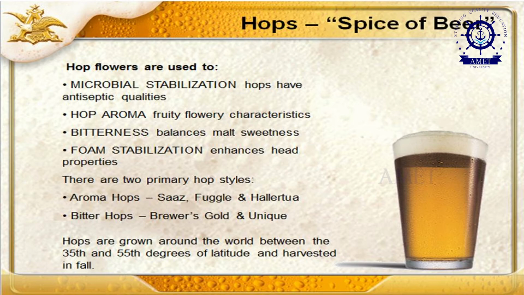There are 2 types of hop styles. One is aroma hops and the other one is bitter hops. In aroma hops, hops like Sass, Fugel, Halachua are used, and in bitter hops, Brewer's Gold and Unique. These 2 are bitter hops which are widely used for bitter beers.